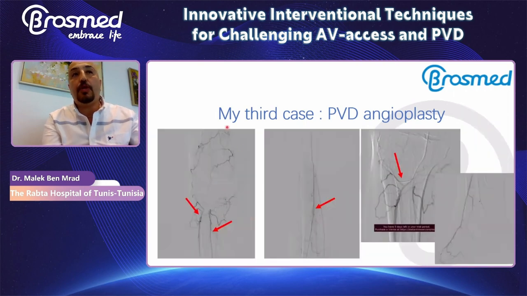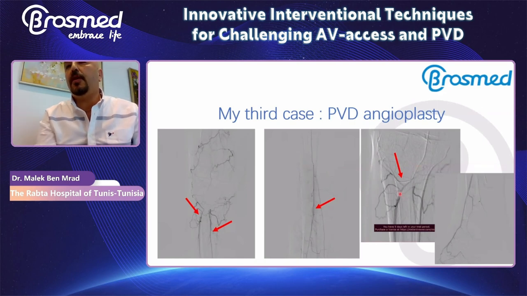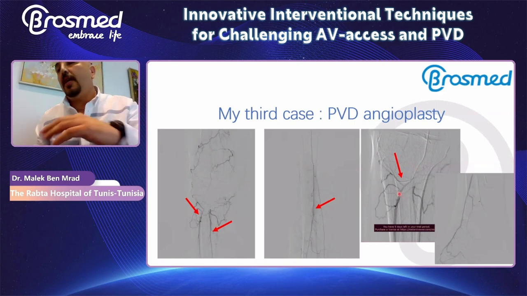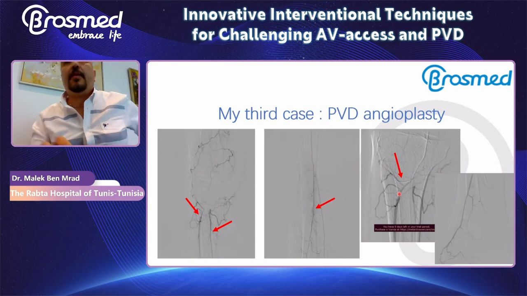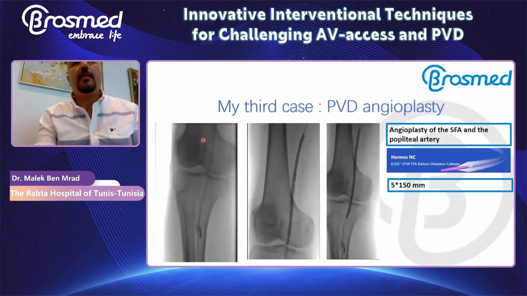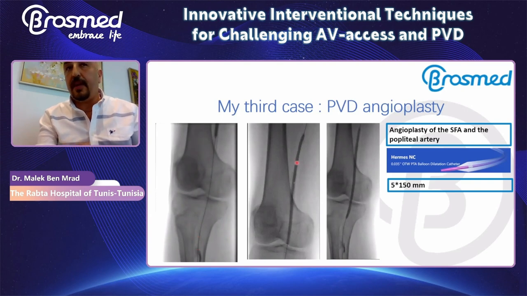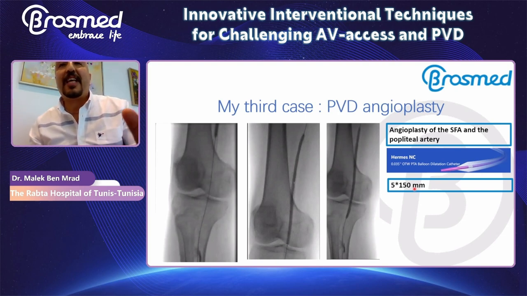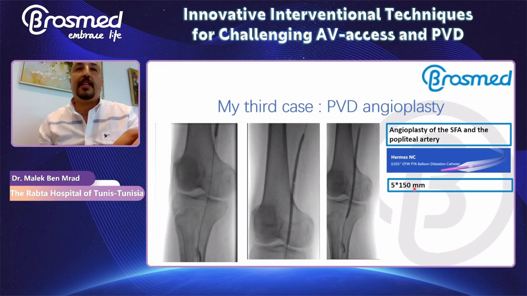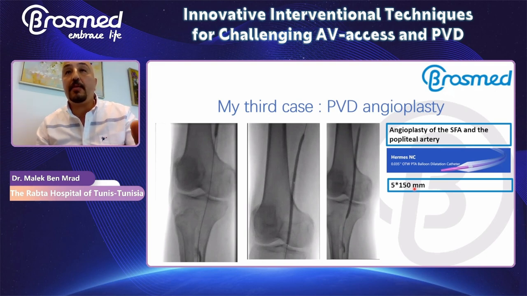And you see the occlusion and the run-off, you have the anterior tibial artery and the peroneal artery. I was unable to cross the lesion into the anterior tibial artery. Normally I can do a retrograde approach, but we could cross the lesion to the peroneal artery. We decided to inflate, and we used the Hermes 5 by 150. In such cases, normally you use predilatation with a coronary balloon because they are fibrotic, very tough to cross. But in this lesion, with this balloon, it was very easy to cross the occluded stent.